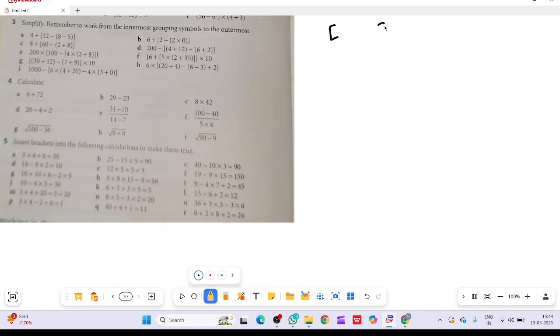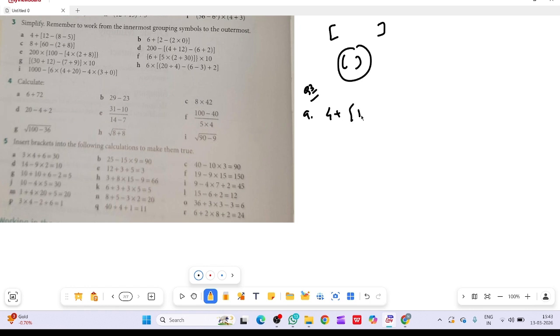Let me explain the brackets to you. This is the square bracket and this is the small bracket. The small bracket is always inside the square bracket. So you have to first solve the small bracket and then the square bracket, and then you have to proceed further.